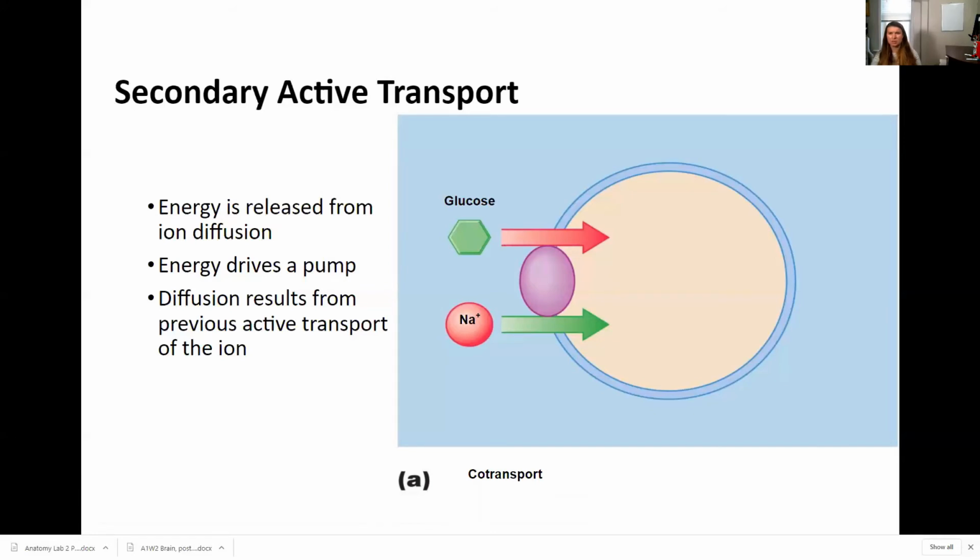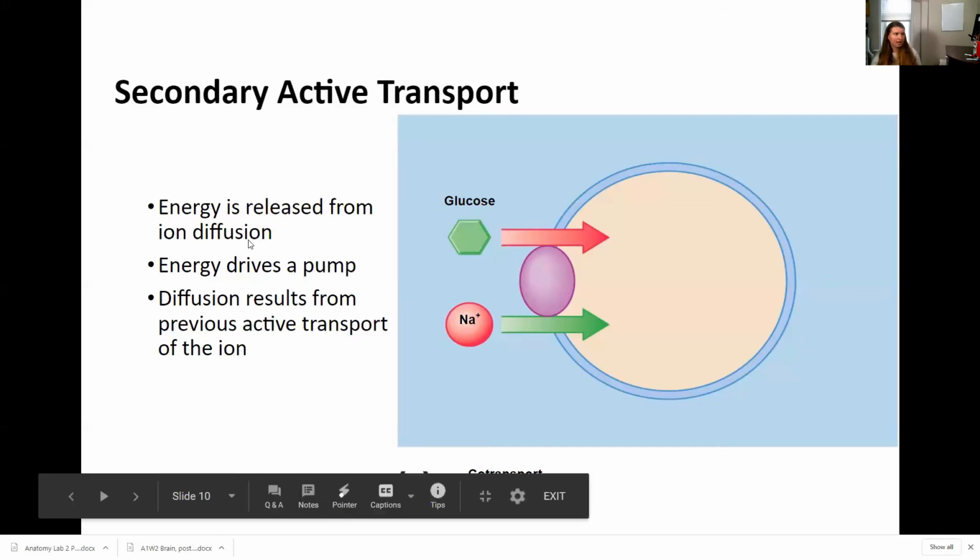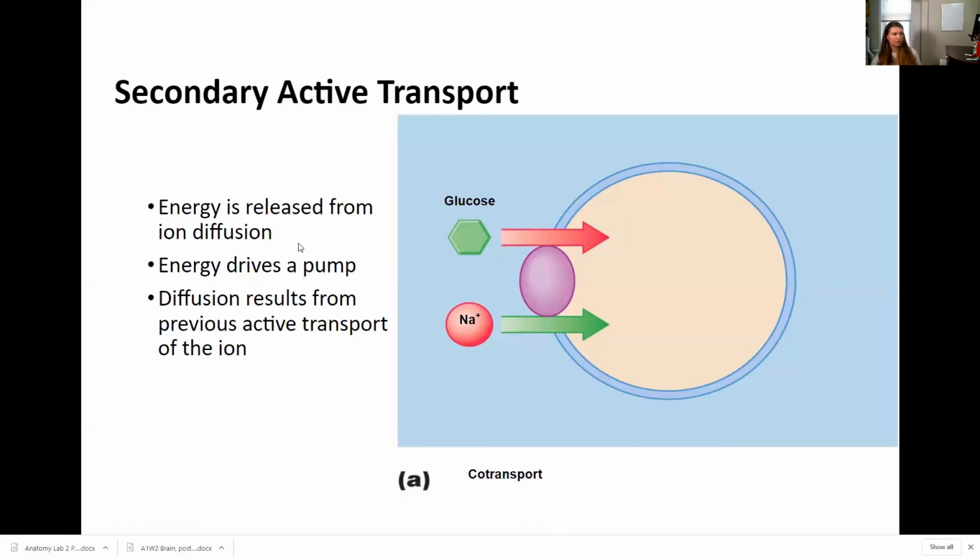It's kind of similar to our cellular respiration, right? For a while, we don't have energy in the form of ATP. We have energy in the form of a hydrogen ion or proton gradient inside the mitochondria, which we then convert to ATP. So sometimes in cells, we're going to see energy in the form of usually a sodium gradient. So energy is going to get released from ion diffusion.